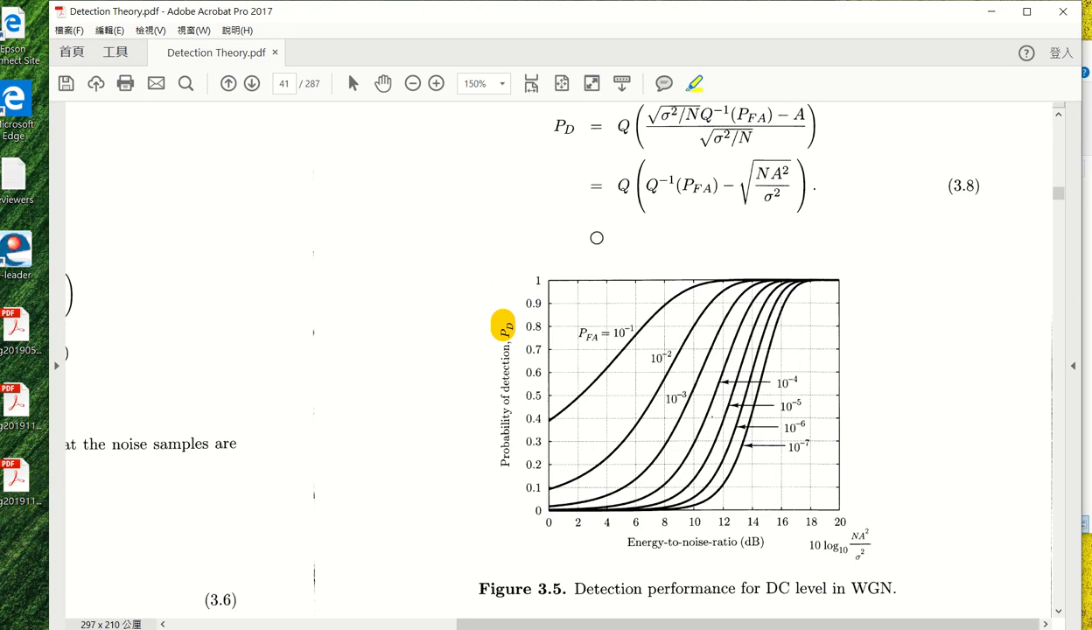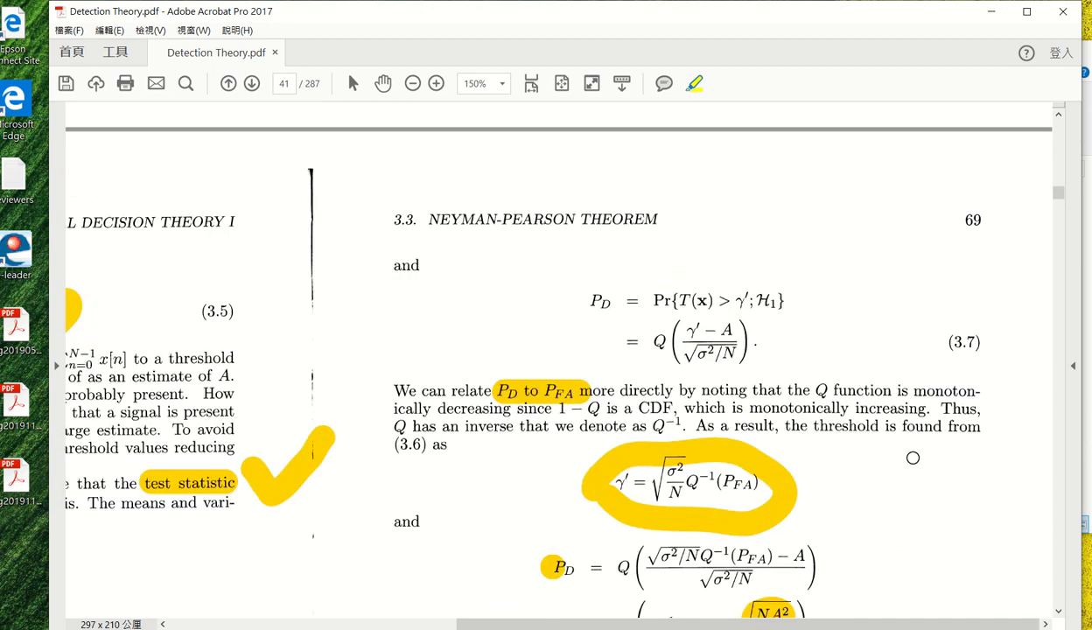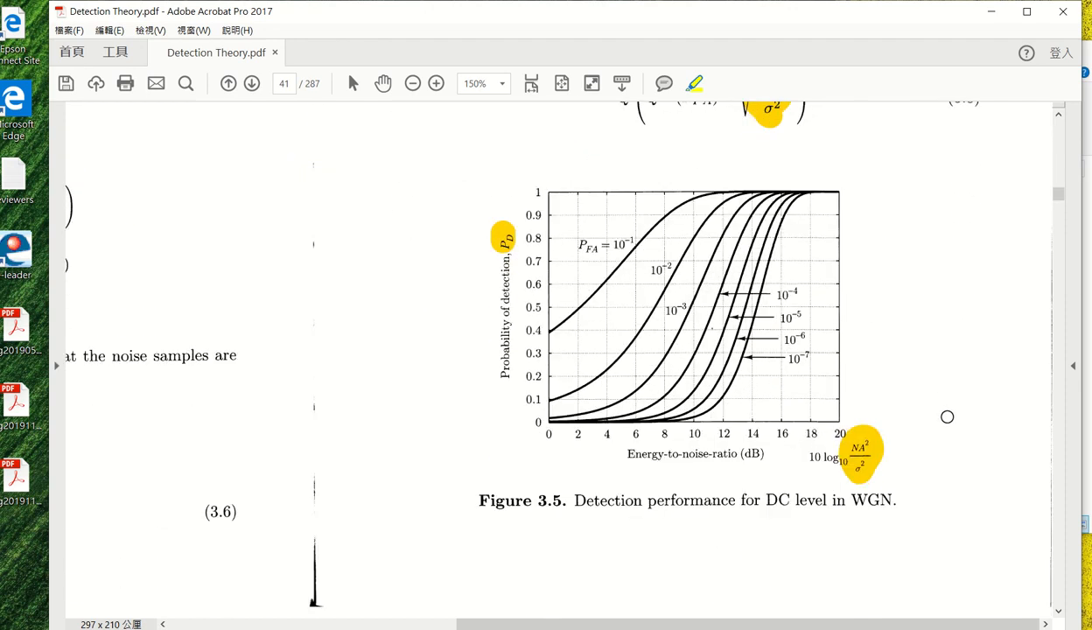Let me make a correction. I'm saying PD as a function of this thing. You can see it as a function of PFA, which we will talk about later. But now this figure is doing PD versus this. And this has special meanings. Just to make it easier for you to follow, we are looking at page 69. Okay, so this has one meaning.